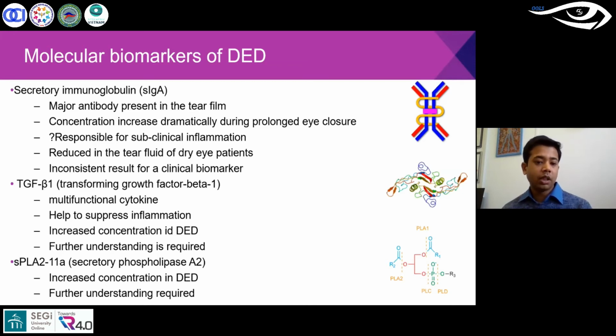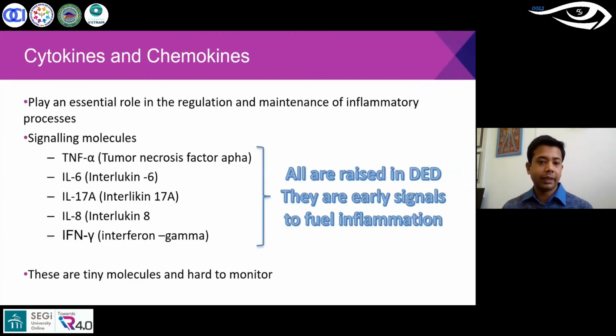Now, transforming growth factor beta 1 is one of them. It helps suppress inflammation, which is good for us. Its concentration is increased in dry eye, which means it tries to reduce the dry eye but probably continues to fail, so we need to understand more about this one. We have a candidate called sPLA2-IIA, which is secretory phospholipase A2. We know its concentration increases in dry eye, but it still needs more assessment in our understanding.